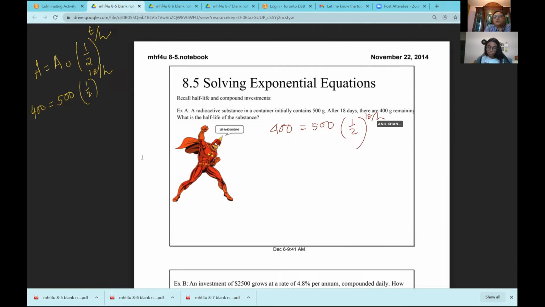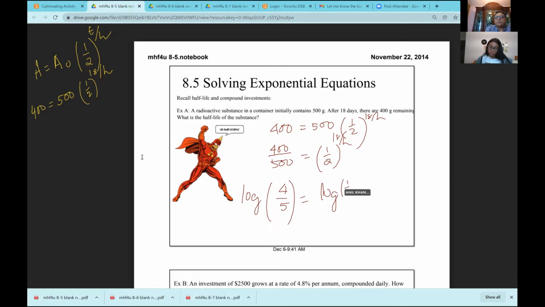So you can divide 400 by 500 and you get half to the power of 18 over h. So that is 4 over 5. So we have 4 over 5. Now we are going to take log on both sides, right? Log to the base 10. And here you take log of half to the power of 18 over h.